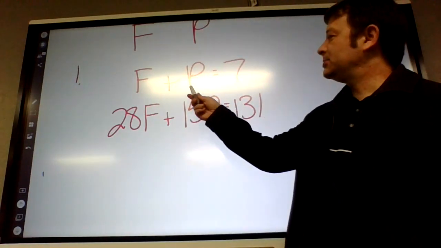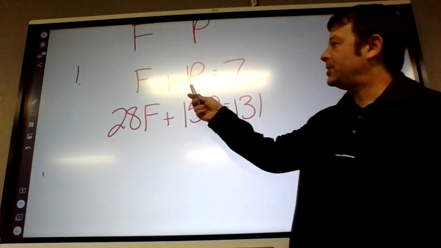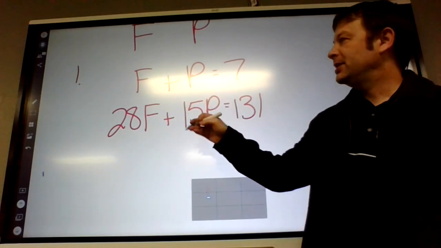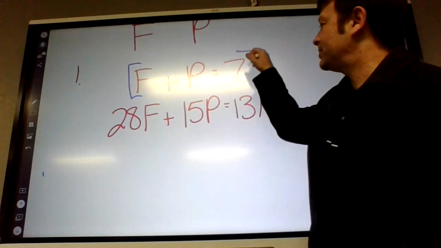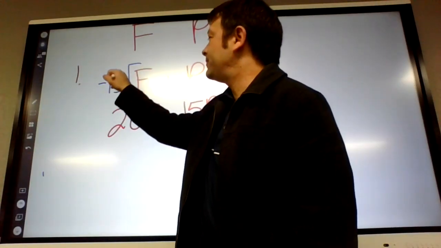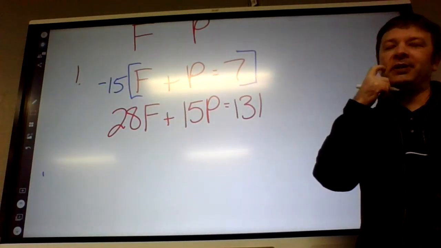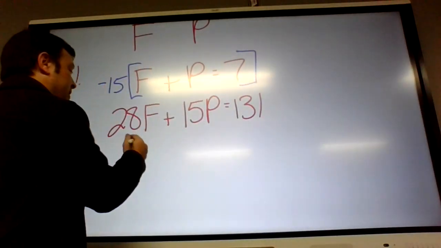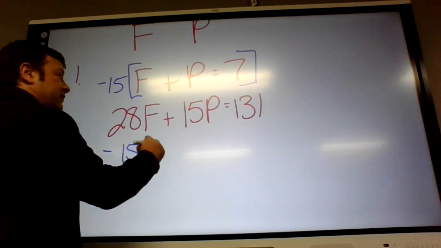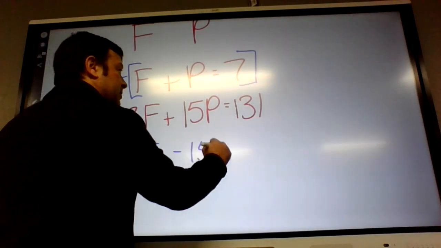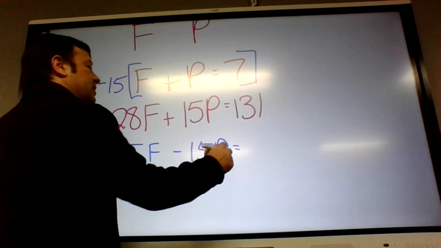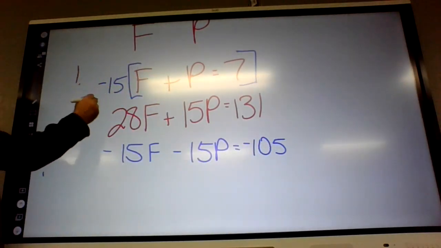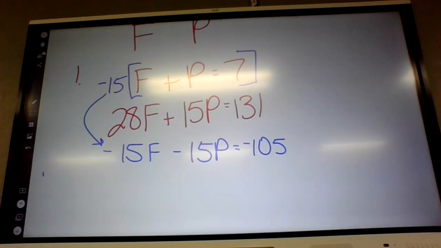Okay, just so the numbers are smaller, I'm going to get rid of the P. So what should I multiply this P by so that they go away? Negative 15. So I'm going to multiply the top line times negative 15. You could do the negative 28 thing also. That would also work. Alright, so the top line becomes negative 15F minus 15P equals negative 105.